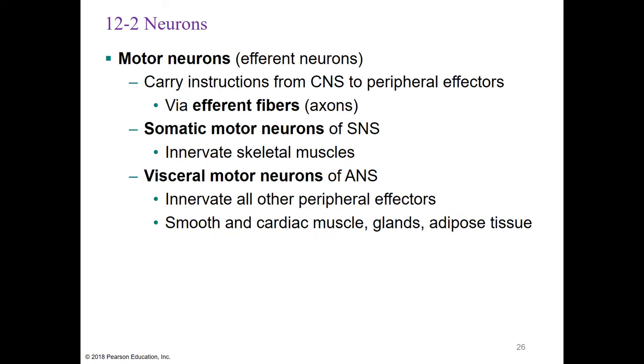So, moving to motor neurons, which are efferent, remember, exiting. We're carrying out instructions from the central nervous system to the actors, which are the effectors, via efferent fibers. We have somatic motor neurons. These are going to direct skeletal muscle, and visceral motor neurons, which will control all other peripheral effectors like smooth and cardiac muscle or glands.